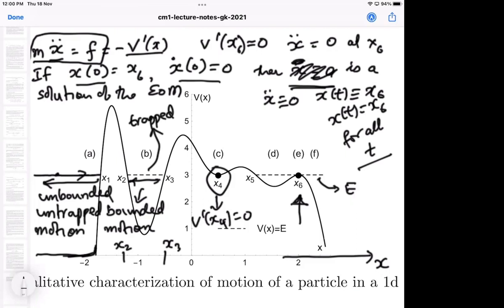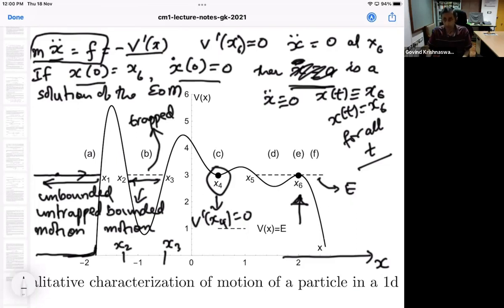Now there are a few more possibilities here. In this trapped motion, the particle oscillates between x2 and x3 with a finite period. It reaches x3 in a finite amount of time, turns back, goes to x2, and so on. We've not done the calculations, but I want to convey the intuition, which is really very important at this stage.